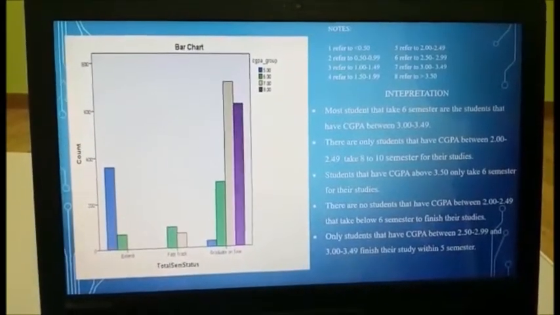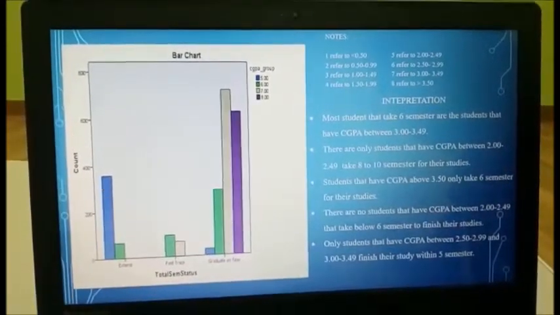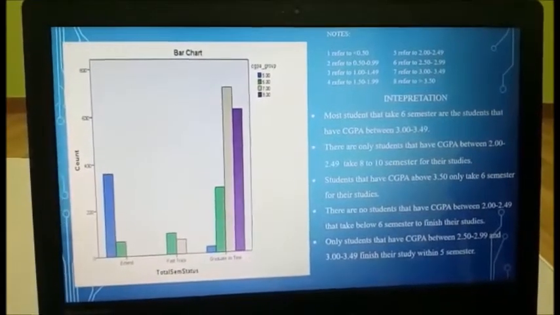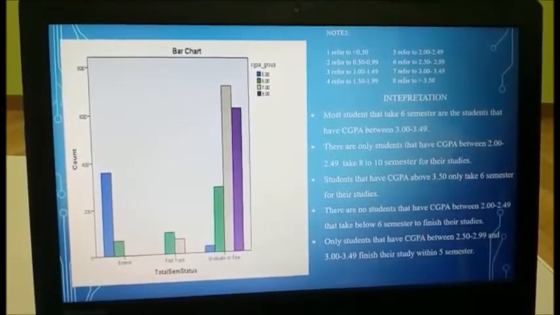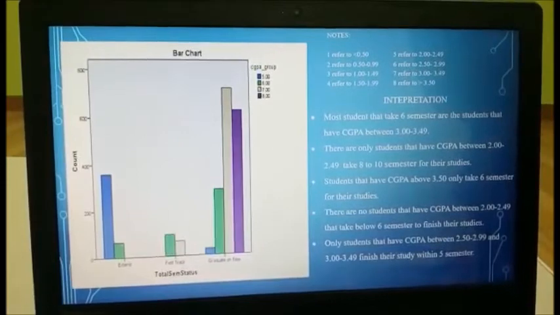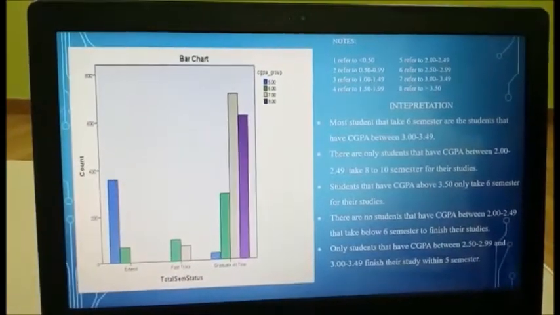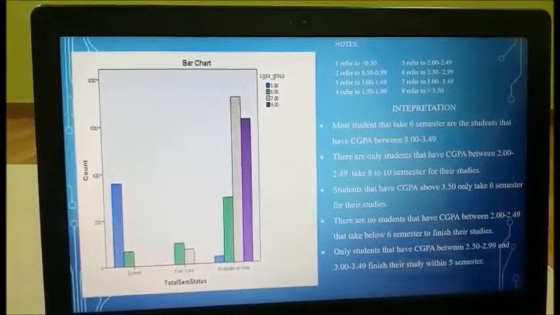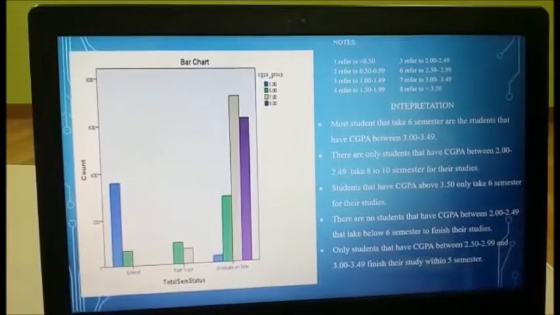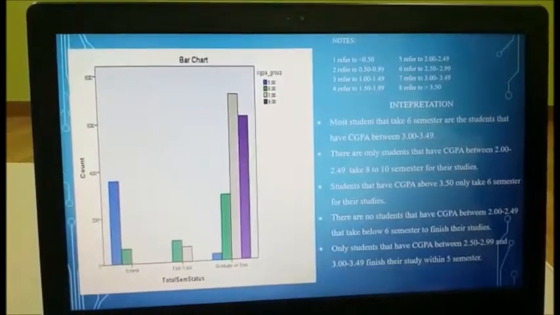Students that have CGPA above 3.5 only take 6 semesters for their studies. There are no students that have CGPA between 2.0 until 2.49 that take below 6 semesters to finish their studies. Only students that have CGPA between 2.5 until 2.99 and 3.0 until 3.49 finish their study within 5 semesters.